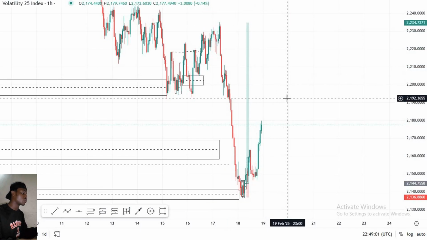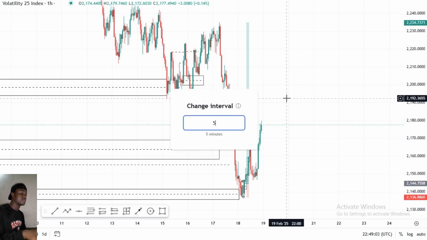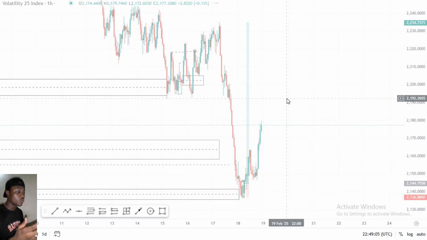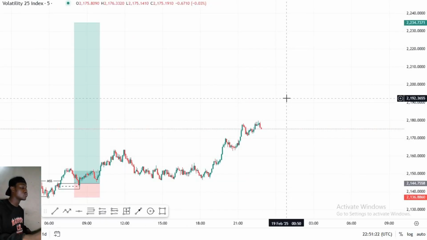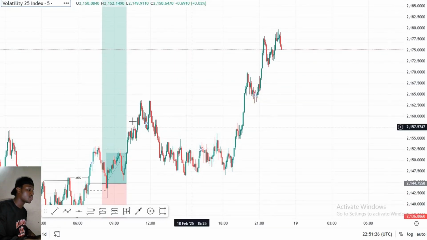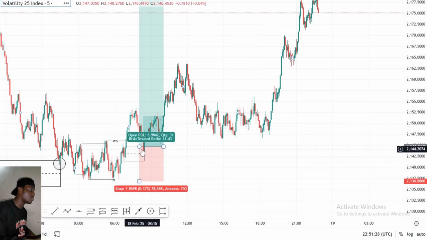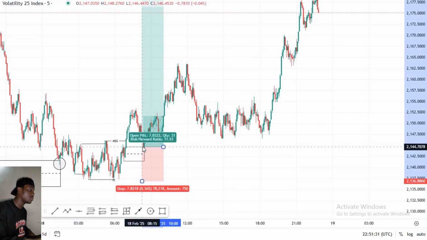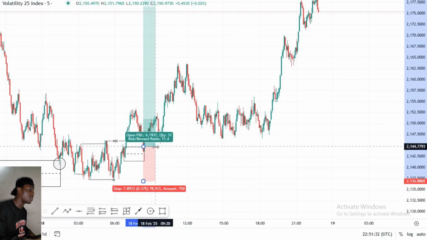So as you can see, when I go to the 5 minute again, we can have a second entry on this trade, which I could have caught, but I was in school. So as you can see on the lower time frame, let's clear this. This is our first entry, which is right there, the 11 hour.